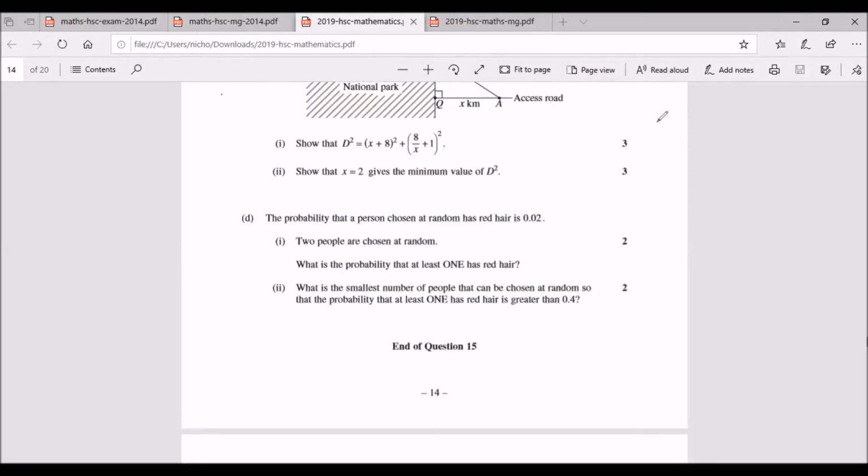The probability that a person at random has red hair is 0.02, so that's 2%. Two people are chosen at random. What's the probability that at least one has red hair? We can do this easily, but let's think about why we can get the answer.